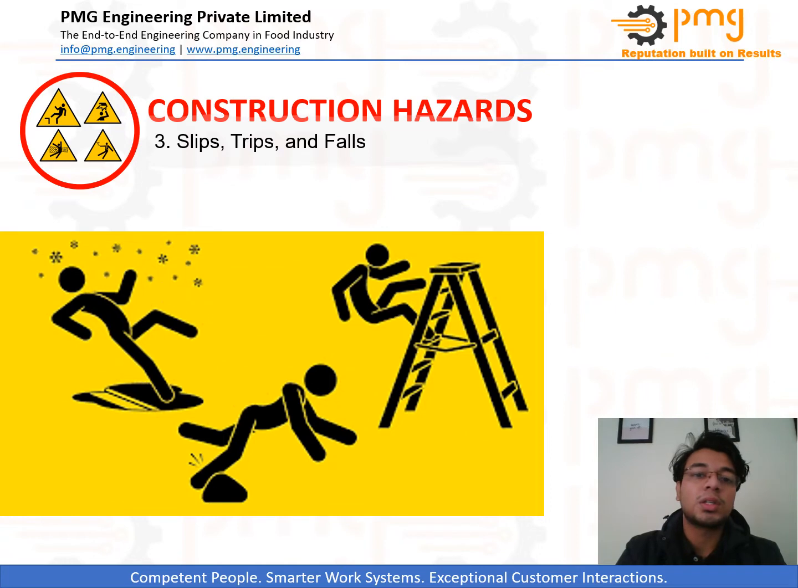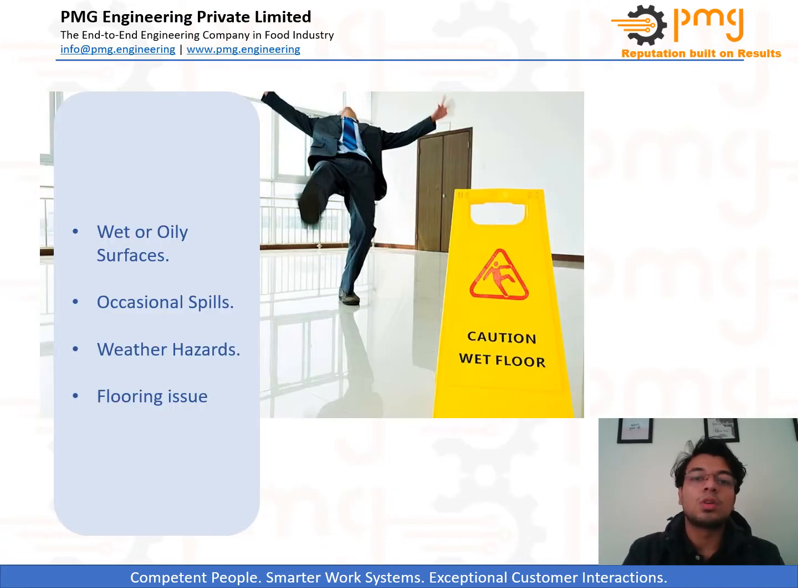Now the third hazard is slips, trips and falls. Statistics show that the majority of falls happen on the same level, resulting from slips and trips. The remaining are falls from a height. Slips happen when there is too little friction or traction between the footwear and the working surface. The common causes of slips are wet or oily surfaces, occasional spills, weather hazards and flooring issues.